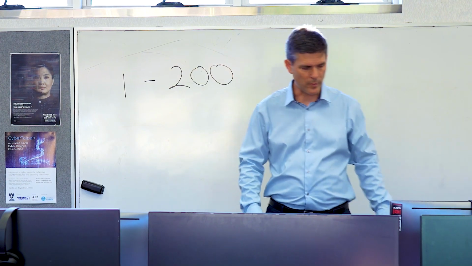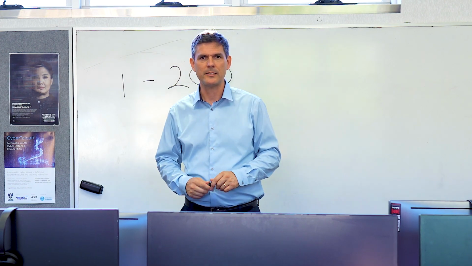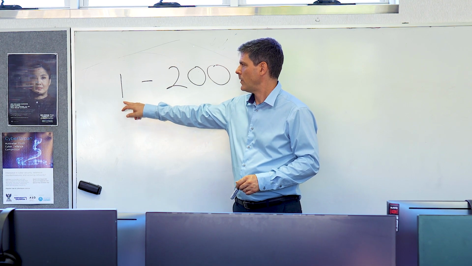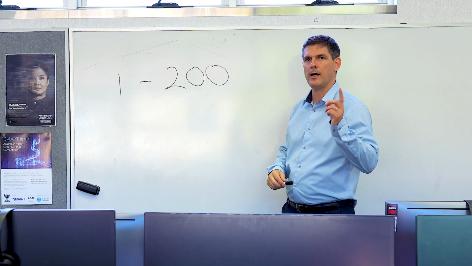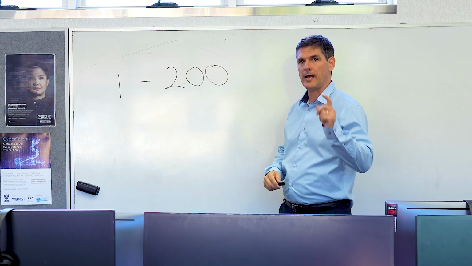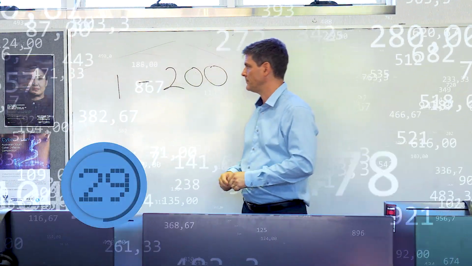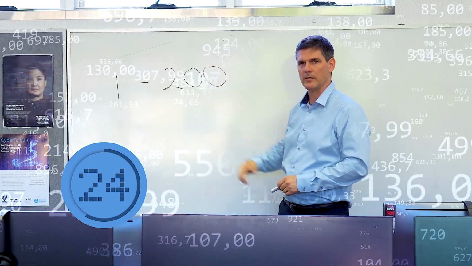So here's an example problem where we can try some decomposition, some algorithmic thinking, and some abstraction. I would like you to add 1 to 200, all the numbers between. But I'd like you to do that in your head, and you've only got 30 seconds. Ready? Go. 1 to 200, all the numbers in between, including 1, including 200.